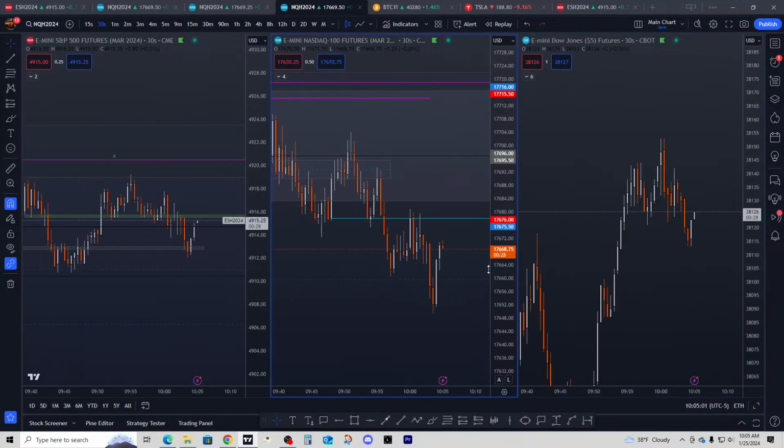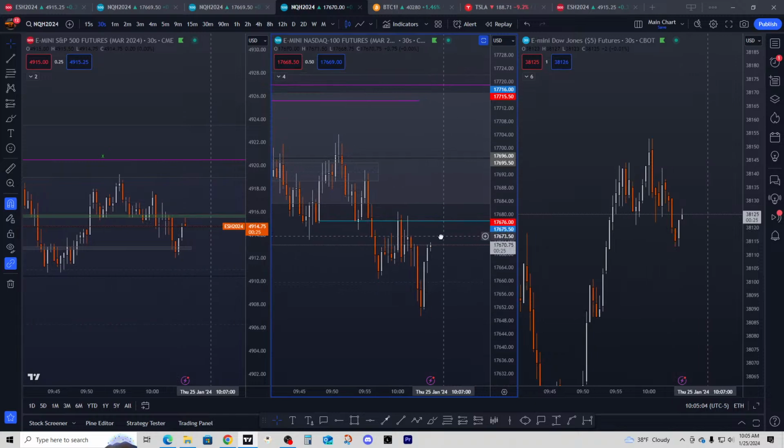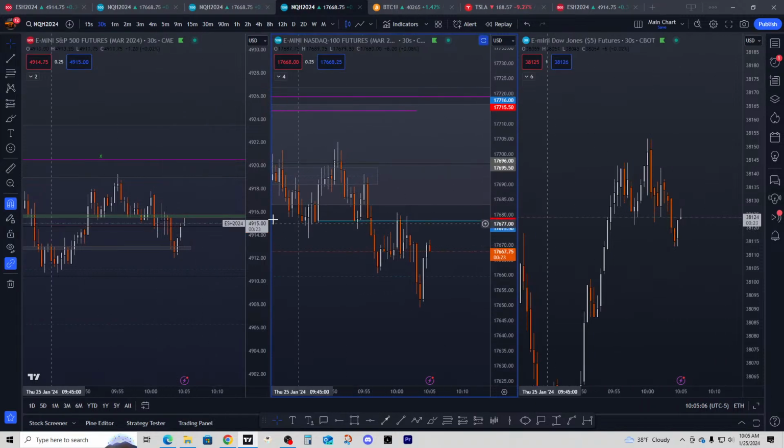So I just want to watch this price action. Like, what do we get here? The relative equal highs.